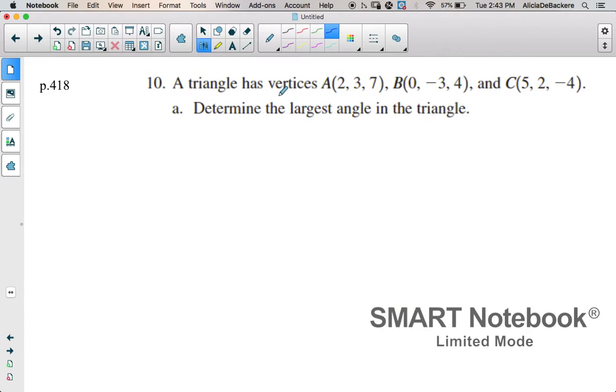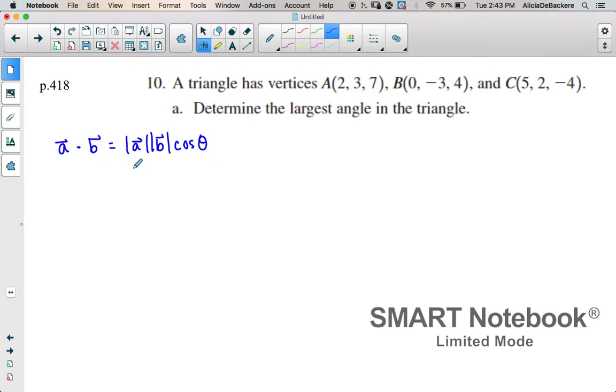Okay, so the next question is number 10. Number 10 is asking me, and this question I was asked was just about part A. So the triangle has the vertices A, B, and C, and I want to find the largest angle in the triangle. So to find the angle in the triangle, I'm going to use the dot product. You might remember that the dot product of two vectors is the magnitudes multiplied with the cosine between them. And I want to find the angle.